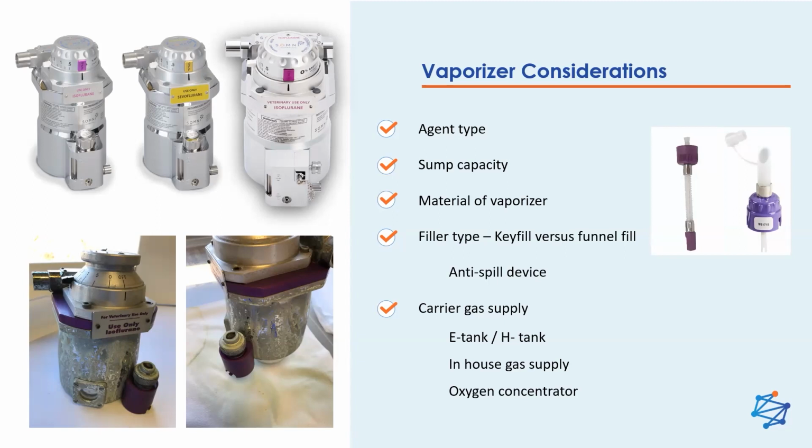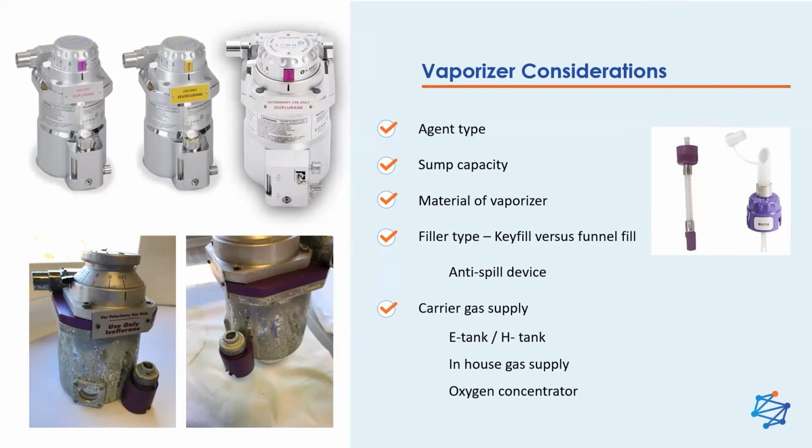Next, or last, would be the carrier gas supply. So we talked about how the carrier gas flows through the vaporizer, interacts with the agent, and then is delivered as fresh gas. The most commonly used ones are E-tanks and H-tanks. If you're lucky enough to be in a new building, you may have quick wall disconnects for in-house air supply. But one that we're noticing a lot of customers are becoming more accepting of and stepping into are oxygen concentrators. They've become very popular for a number of reasons.